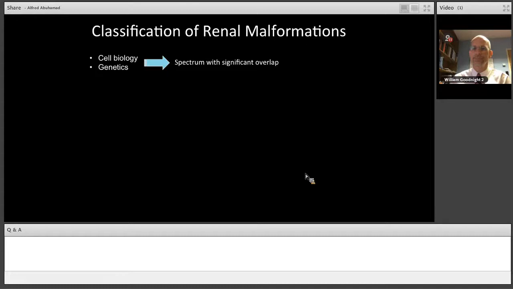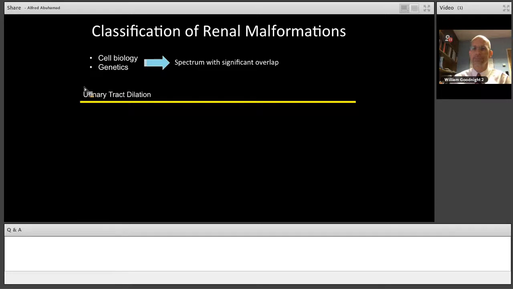So I wanted to figure out a way to do the classification of renal malformations. And actually, I struggled a while to figure out how to do this because there are different ideas and different presentations. But if you look at the cell biology of these malformations and the genetic origin, I think you may come up with three big categories.